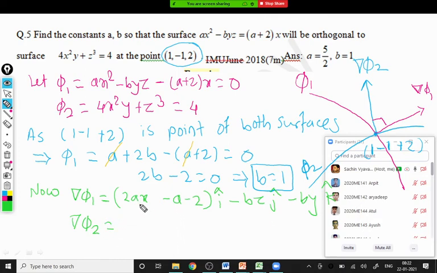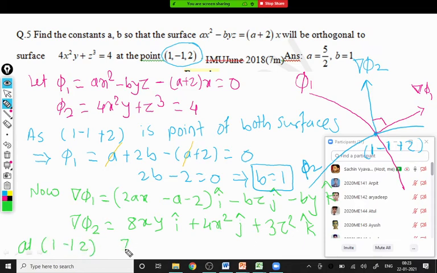Del phi 2: 8xy, plus 4x square, plus 3z square, k cap. The meaning of these two equations is that these are the gradients for the surfaces phi 1 and phi 2 at any point x y z, but we want these gradients at a particular point, which is 1 minus 1 2. So we'll say at 1 minus 1 2.